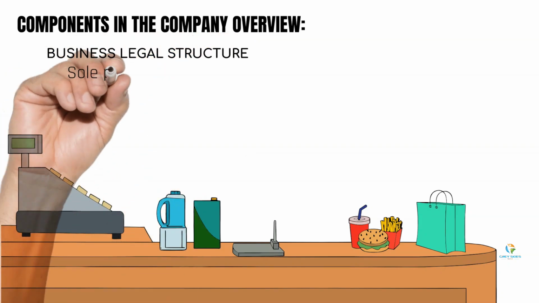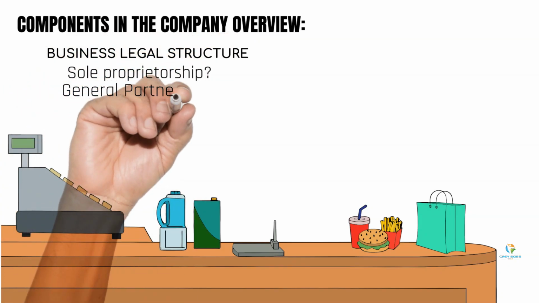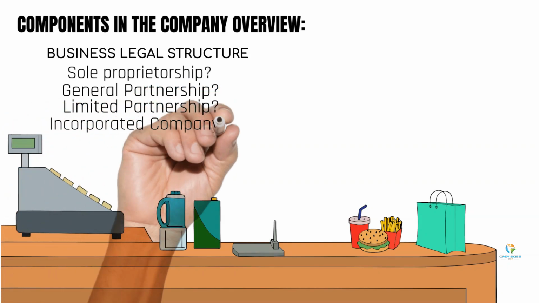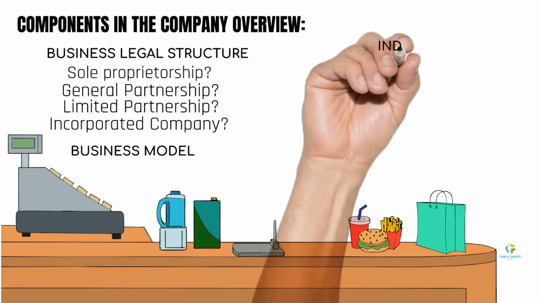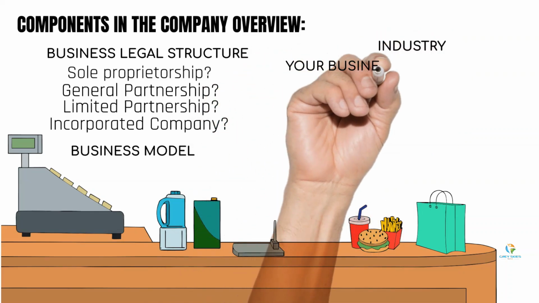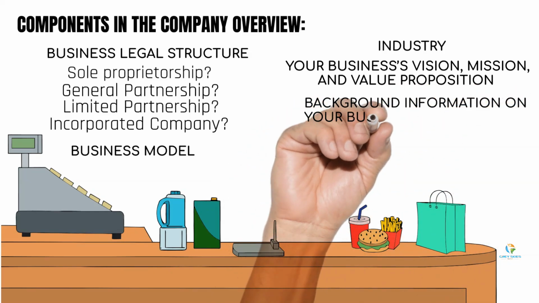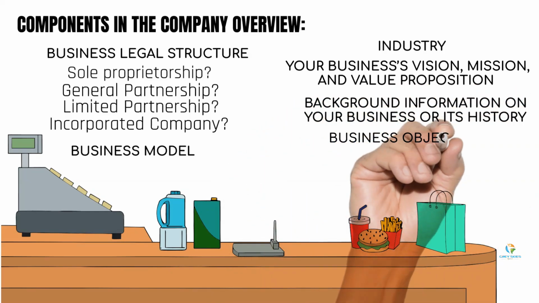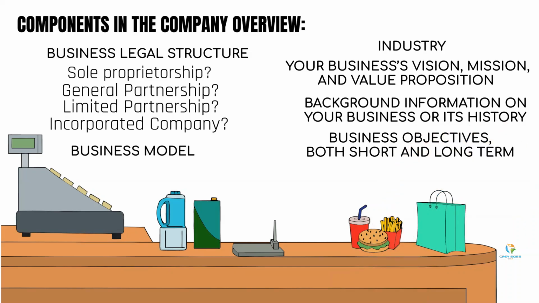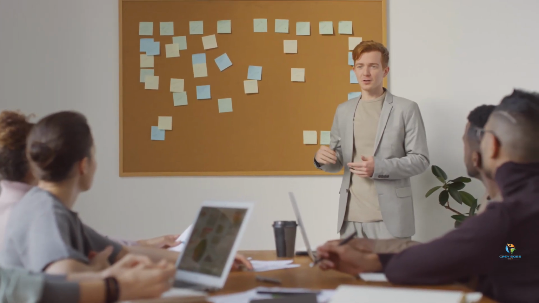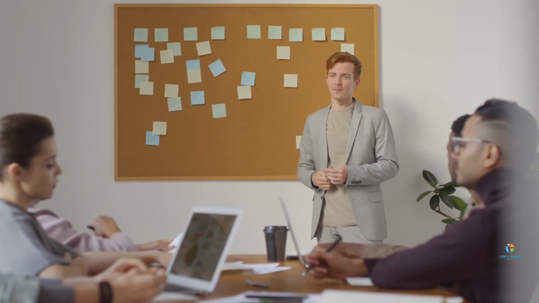Business legal structure. Will you be a sole proprietorship, general partnership, limited partnership, or incorporated company? Business model, industry, your business's vision, mission, and value proposition. Background information on your business or its history. Business objectives, both short and long term. This is where you detail why your business should exist and what you hope to accomplish.